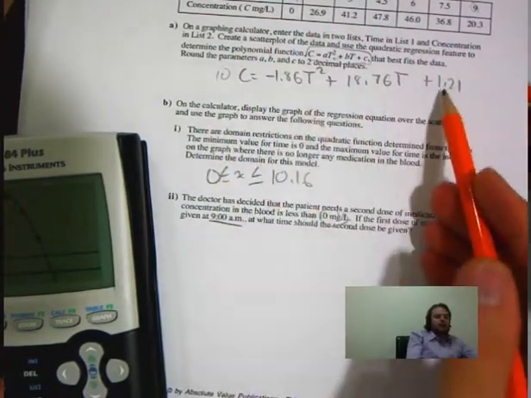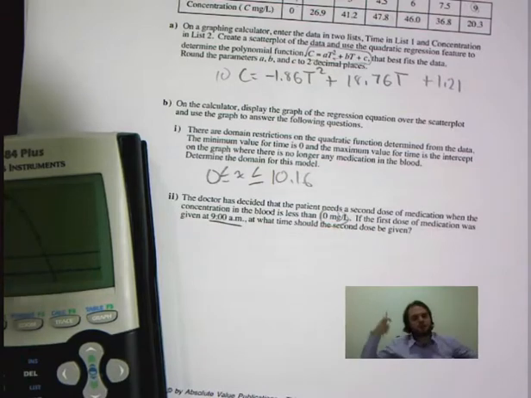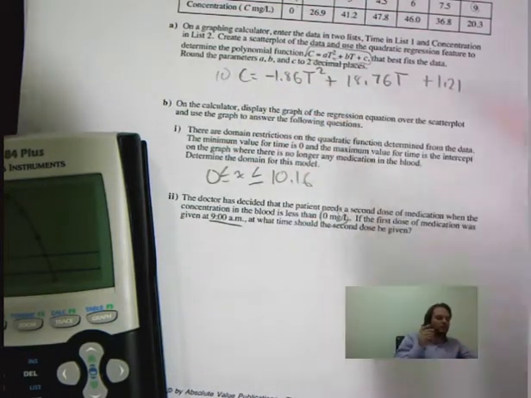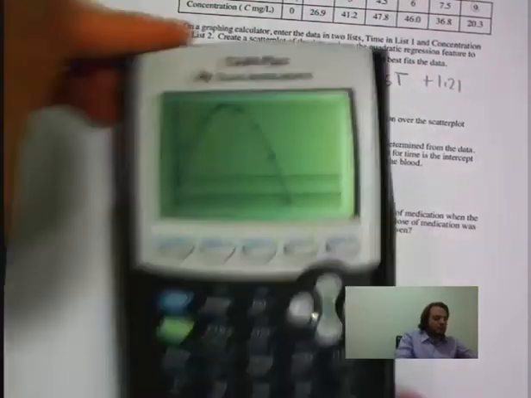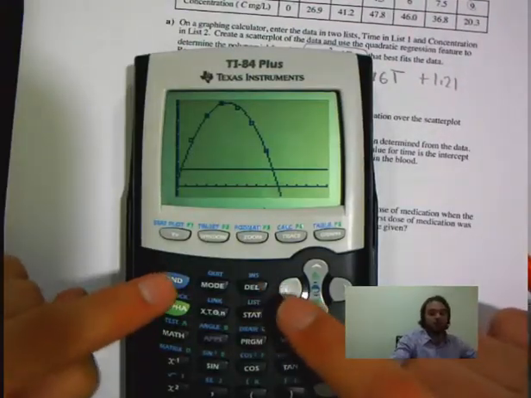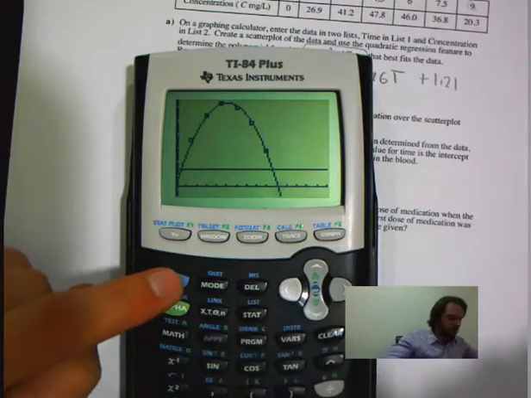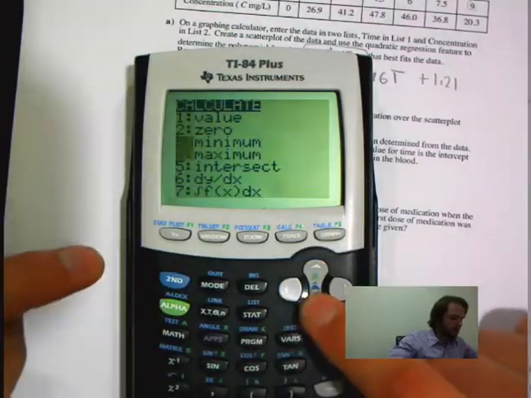So I go to my stat plot. First I have to make my window work. So my x, we don't go below 0. We want to know when it's equal to 10. But we go all the way to 9. So I'm going to go to calculate, intersect, just to see it. Now let's take a look at my intersect.